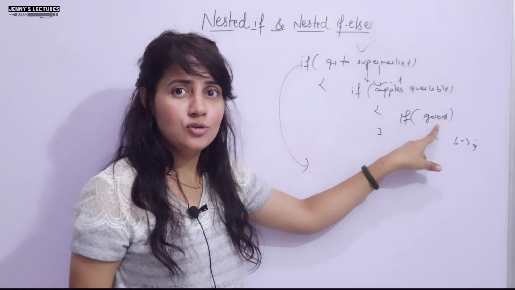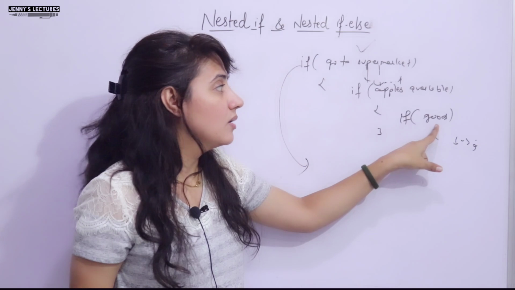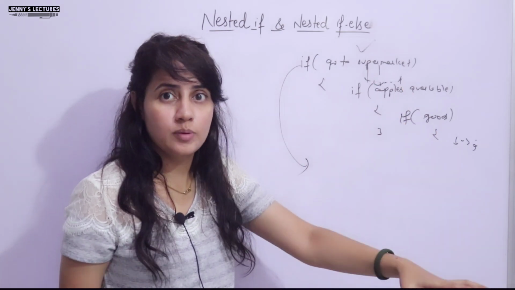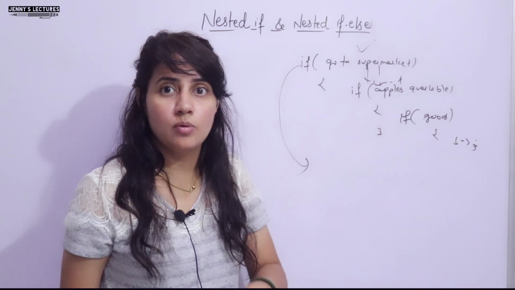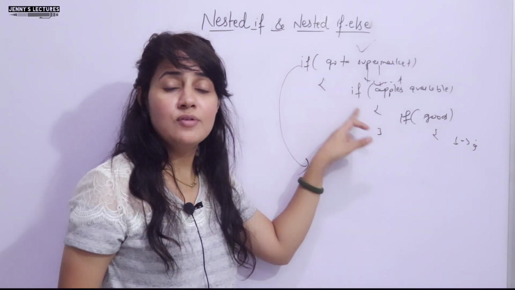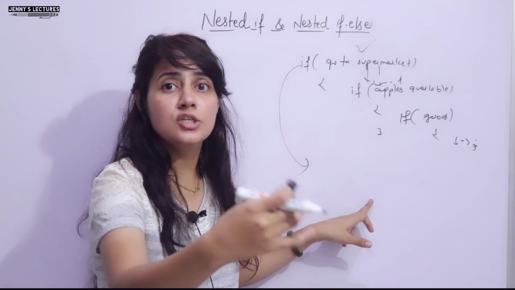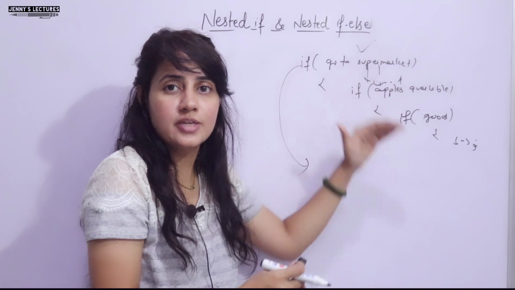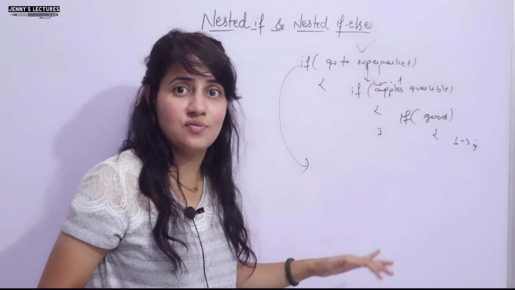So for this condition to be checked, this outer if condition must be true. Apple must be available in the supermarket, and only then can you check if these are good or bad. So when we have more than one condition to check, and these conditions are dependent on each other, then we use this kind of scenario: nested if and nested if else.